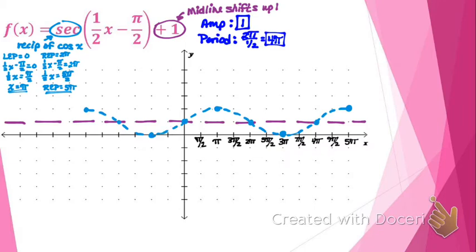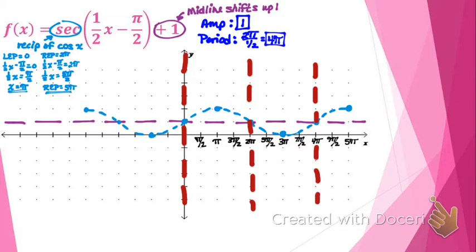Where are our asymptotes at? 0, 2 pi, 4 pi, negative 2 pi. So defining those asymptotes.